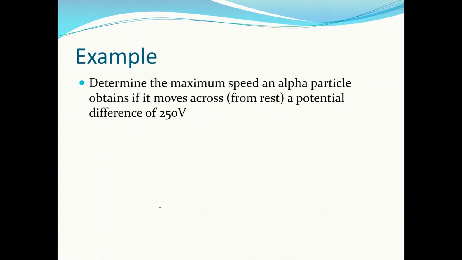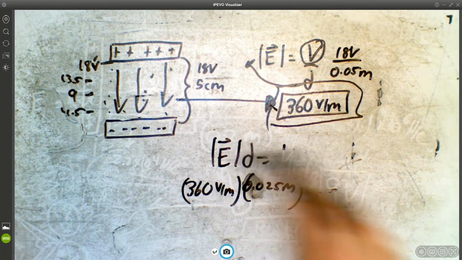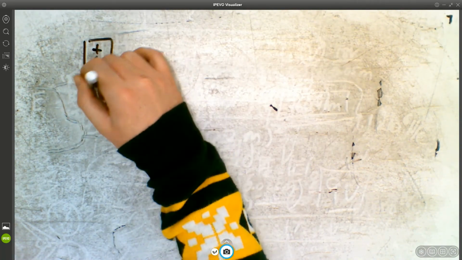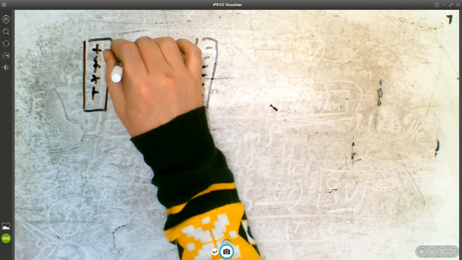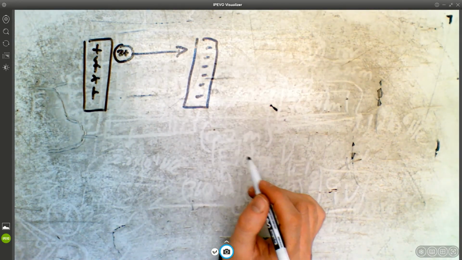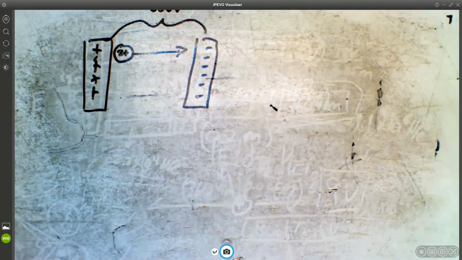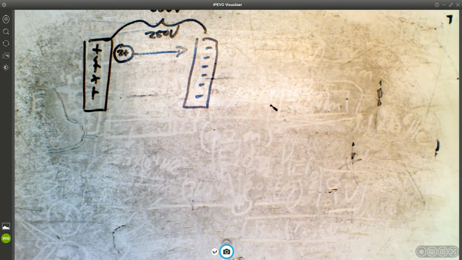So determine the maximum speed an alpha particle obtains if it moves from rest across a potential difference of 250 volts. We can do that. So we have our positive plate, our negative plate. We have our alpha particle, which is the charge of 2+. So if it goes across these plates, it says that across the plates it's 250 volts. We want to know how much speed it's going to have.